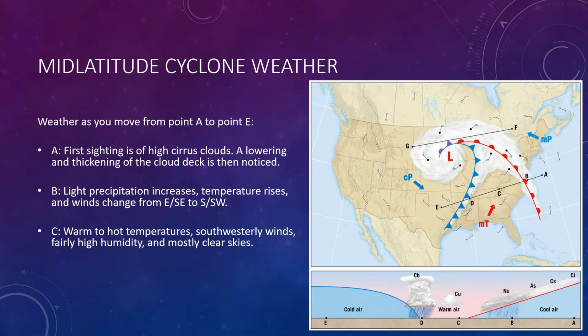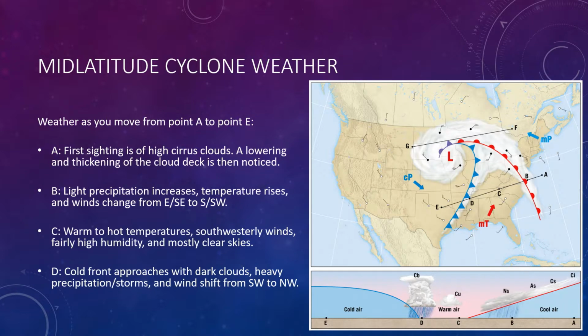With the passage of the warm front, the area is under the influence of maritime tropical air, such as at point C. Generally, the region affected by this sector of the cyclone experiences warm to hot temperatures, southwesterly winds, fairly high humidity, and skies that may be clear or contain cumulus clouds. The relatively warm, humid weather of the warm sector passes relatively quickly and is replaced by gusty winds and precipitation generally associated along the cold front.